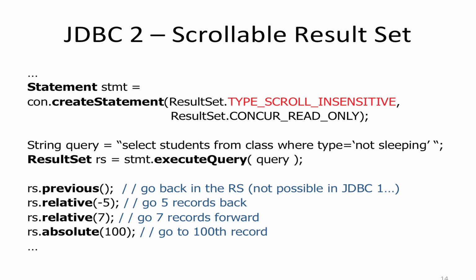Select student from class, where class is a table name, and we select the student name, and where is a condition. After where we will write the condition. So result set rs equals stmt dot executeQuery. The query will be executed, and the query is mentioned in the above line: select student from class where type equals not sleeping.